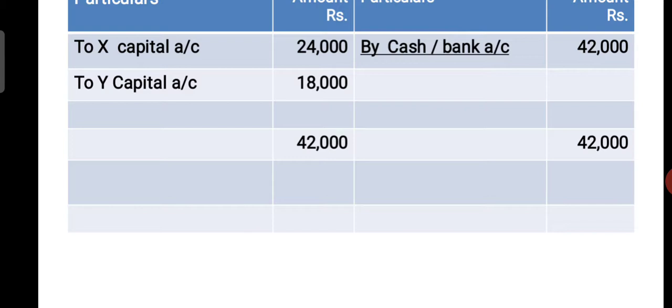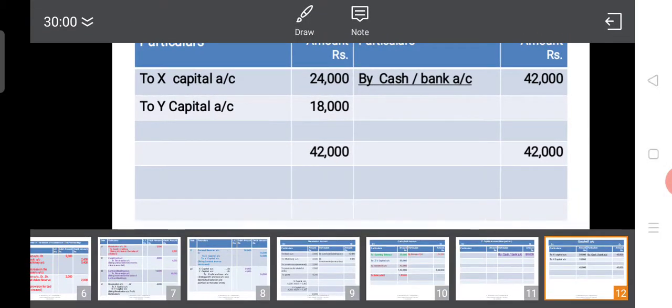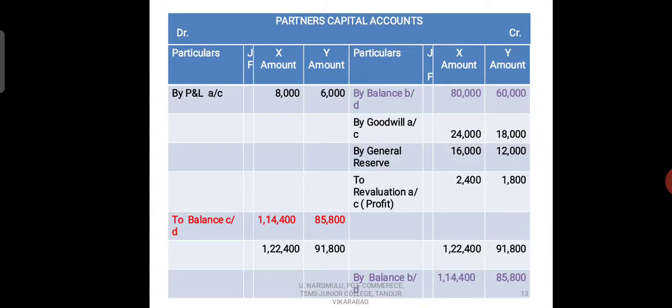So both the sides total will be tallied and there is no balance in the goodwill account. So no need to show this amount in the new balance sheet. Okay, after that, the old partners' capital accounts.